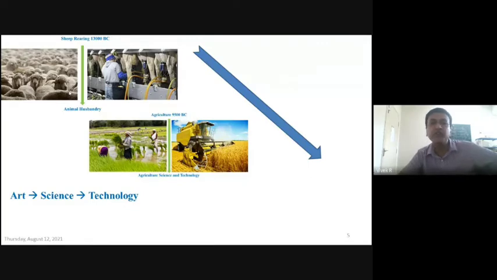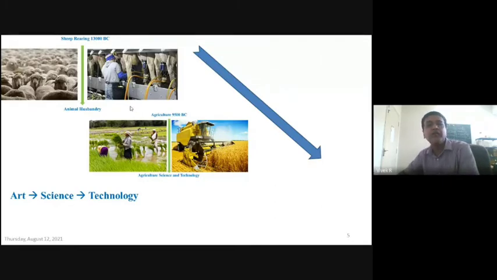Okay, so this is what happened with respect to dealing with macroorganisms. That means cultivation of plants or trees or the rearing of sheep. Now we call them animal husbandry, in the modern terminology we use, because we now know the science and the technology behind this. And agriculture, we now call it agriculture science and technology, because we started applying the science and making use of the technology at best to make the products in a short span of time.